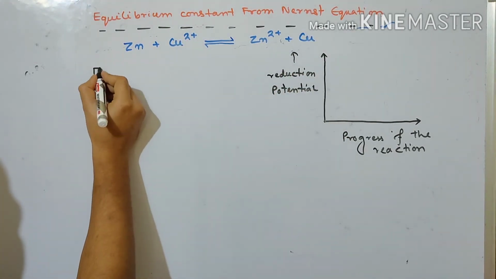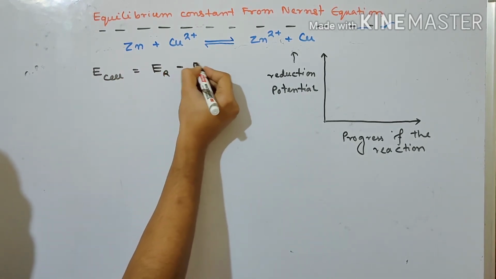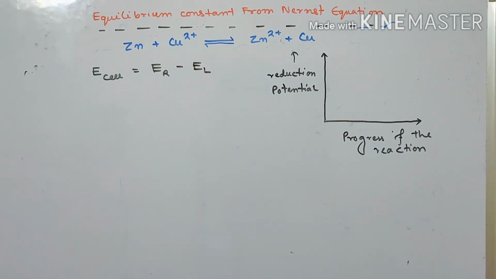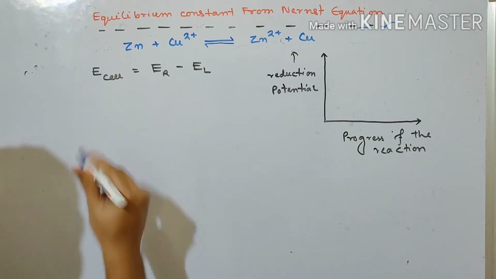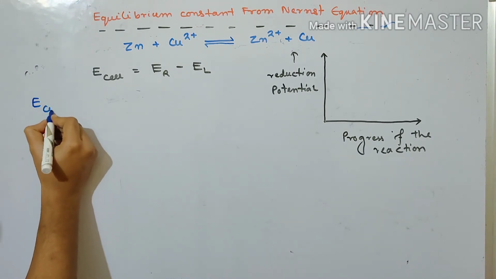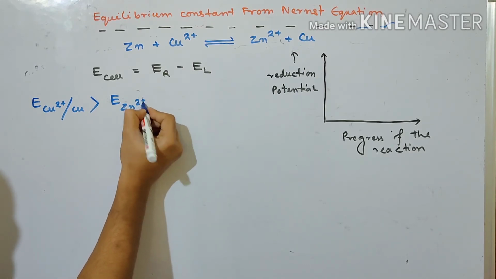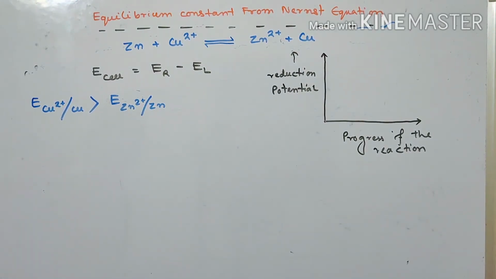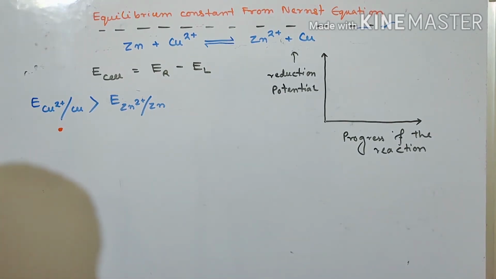So initially when it is E cell, which is equal to ER minus EL, in that case we are expecting that the cathode will have higher reduction potential. That means we are expecting on this side, if I write E of Cu2 plus copper will have a greater reduction potential than Zn2 plus Zn. Now, if that is the case, we are plotting copper in red and we are plotting zinc in blue.